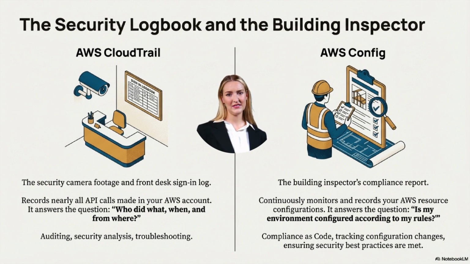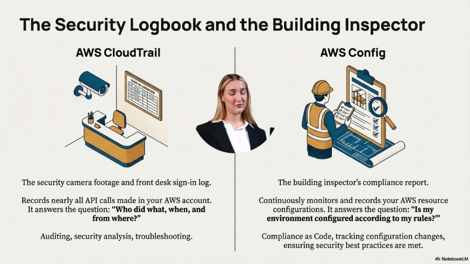AWS CloudTrail acts as your security logbook or your security camera footage. It records nearly all API calls made in your AWS account. It answers the fundamental questions: who did what, when, and from where. This is essential for auditing and troubleshooting security incidents.